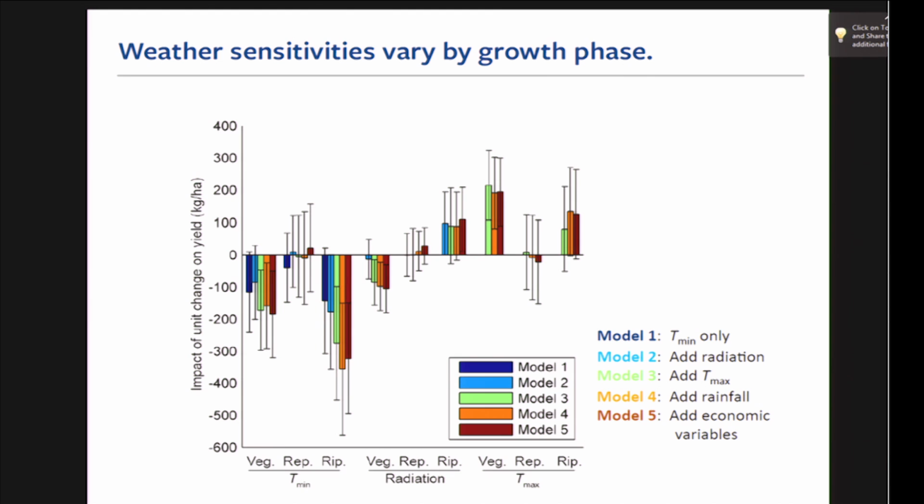We're seeing that more radiation during the ripening phase is good, and hotter days are actually okay during the vegetative, the reproductive, and the ripening phase too. This is consistent with what rice breeders tell us. They don't even worry about extreme daytime temperatures. They worry about nighttime temperatures very much.